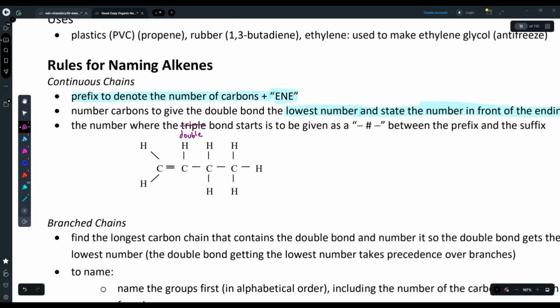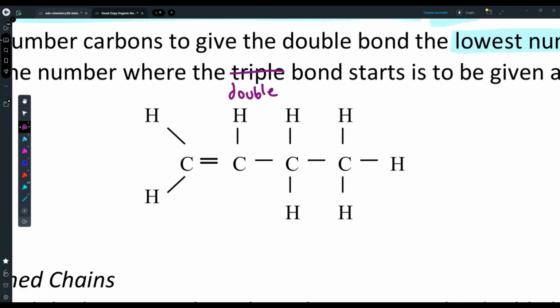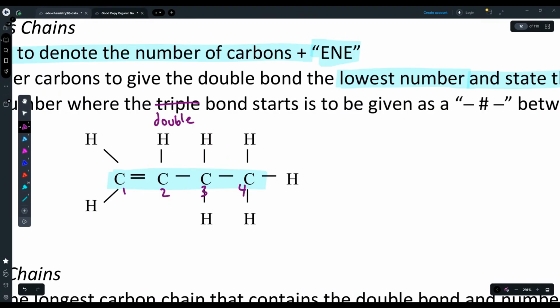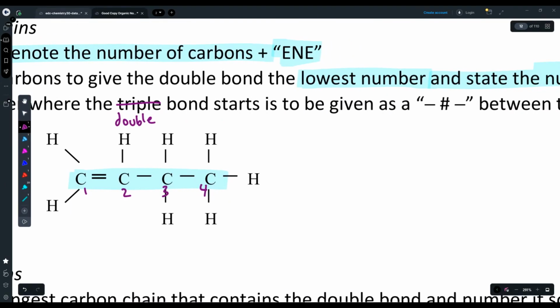Okay, so for example here, we're going to look at this compound, we're going to name it. So first things first, figure out where your parent chain is. So it's right here. We're going to number our carbons so that the double bond gets the lowest number. So 1, 2, 3, 4. Okay. So in my parent chain, there are 4 carbons. The prefix or the stem name that means 4 is but.